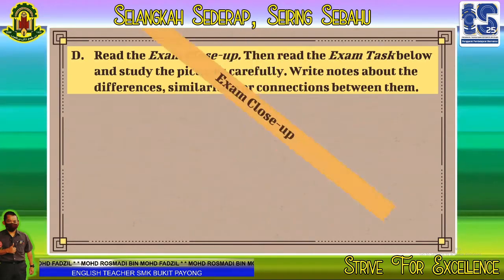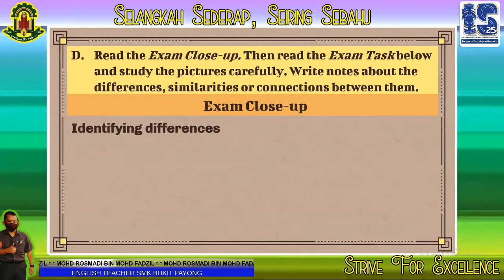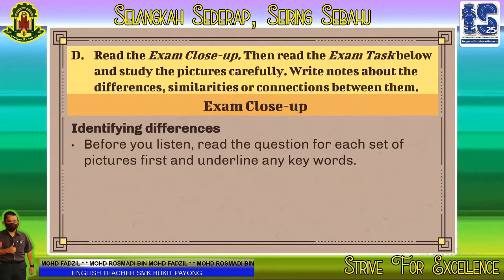Okay, now let's look at the exam close-up box. Identifying differences, mengenal pasti perbezaan. Okay, before you listen, ini untuk your oral test also. Nanti kalau ada oral test, you can use these tips. Exam close up ni is a sharing for giving some tips for you when you want to answer your exam questions later. Okay, so for listening, before you listen, read the question for each set of pictures first and underline any keywords.